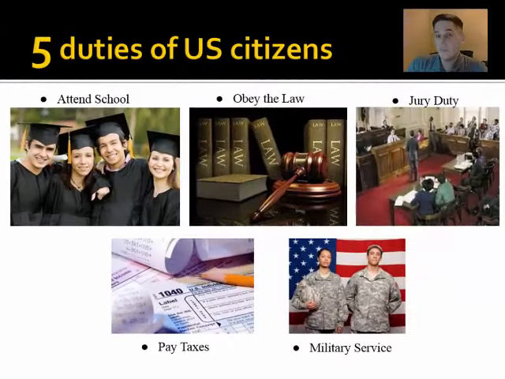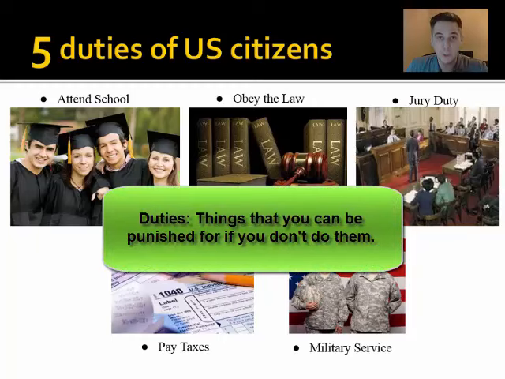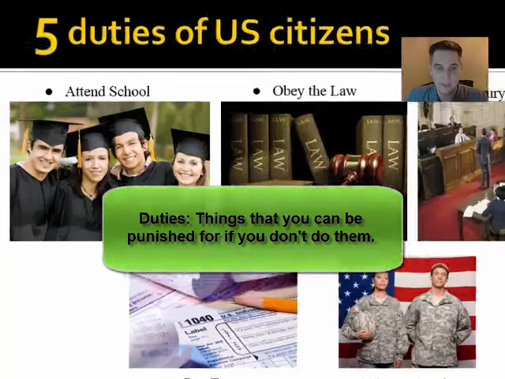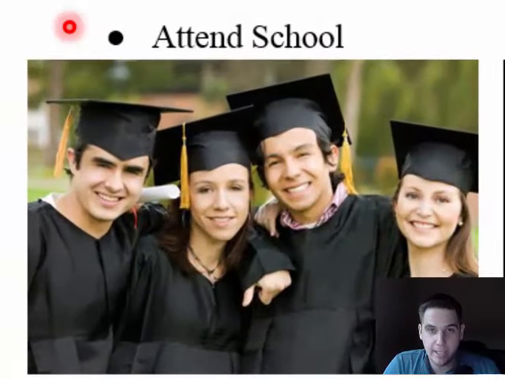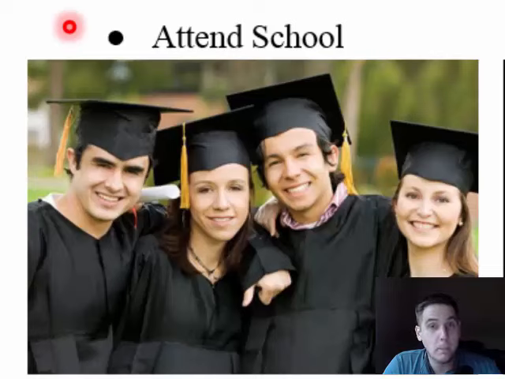Okay, the flip side of having rights is that there's certain duties. Duties are things that you are required to do, and if you don't do them, you will be punished by the government. Okay, first is attending school. Anybody under the age of 18 is required by law to attend school, because this is how we make sure our young people are able to contribute as adults once they've achieved adulthood.